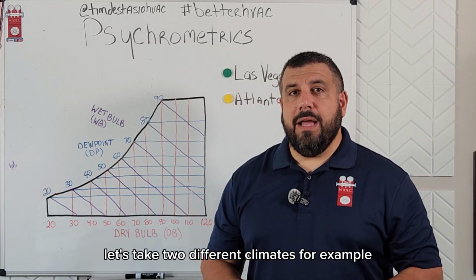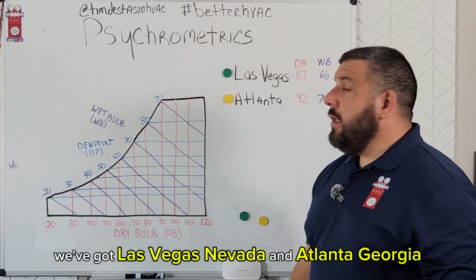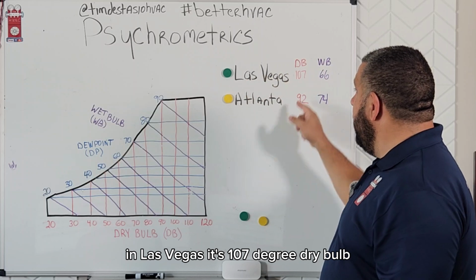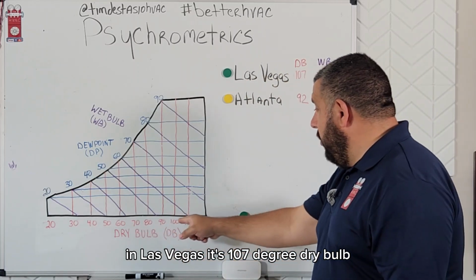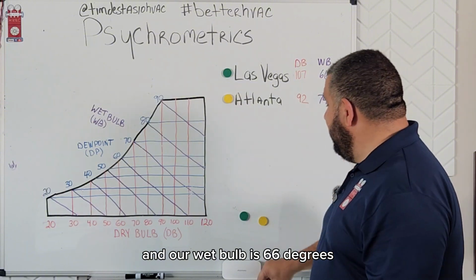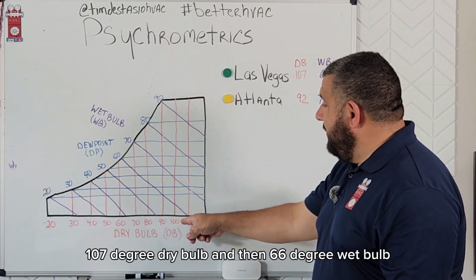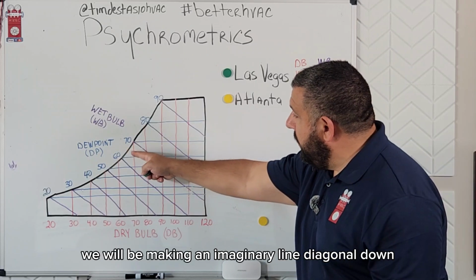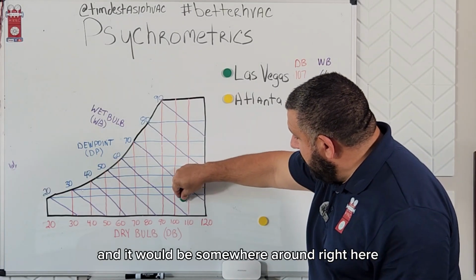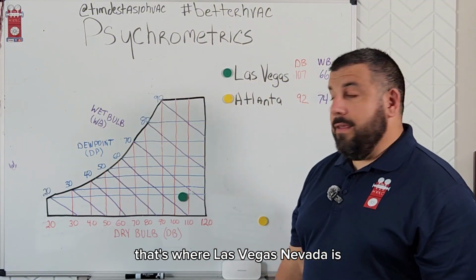Let's take two different climates, for example. We've got Las Vegas, Nevada and Atlanta, Georgia. Now here are the ASHRAE design conditions for both. In Las Vegas, it's 107-degree dry bulb, so we're way over here on our dry bulb scale, and our wet bulb is 66 degrees. So if we were to plot a point 107-degree dry bulb and then 66-degree wet bulb, we will be making an imaginary line diagonal down, and it would be somewhere around right here. That's where Las Vegas, Nevada is.